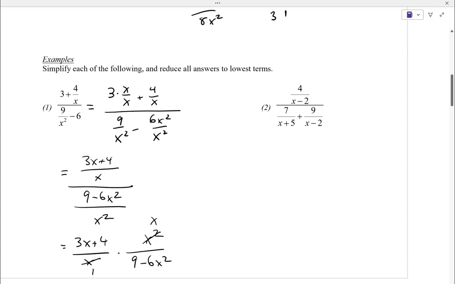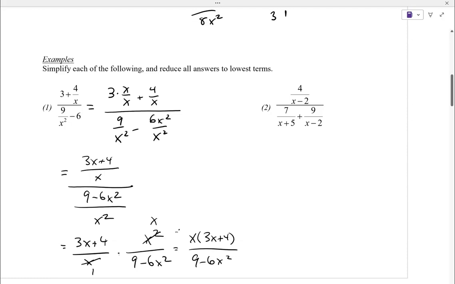It really looks like they should. But remember, we can only cancel multiplication. So this one says I have an x squared all by itself and it's multiplied by that whole thing. I'm okay to cancel this x squared into that x. But I can't do that one into that one at all, unfortunately. So then when we multiply across, we get x times 3x plus 4 over 9 minus 6x squared.